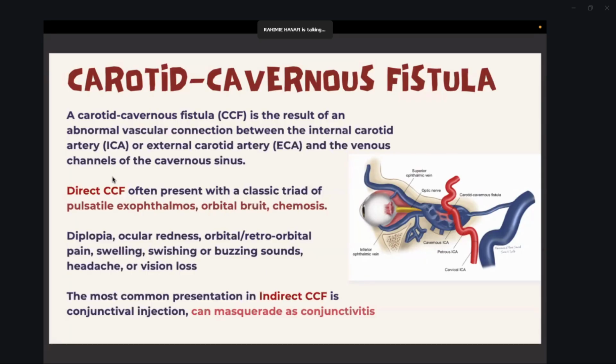Okay, so direct CCF often presents with a classic triad of pulsatile exophthalmos, orbital bruit, and chemosis. And then both CCF, direct or indirect, can have double vision, diplopia, ocular redness, orbital pain, swelling, swishing or buzzing sounds, headache, or vision loss. And then important to remember in primary care setting is that indirect CCF, the most common presentation is conjunctival injection, which can masquerade as conjunctivitis.